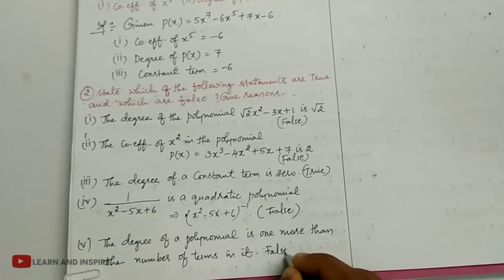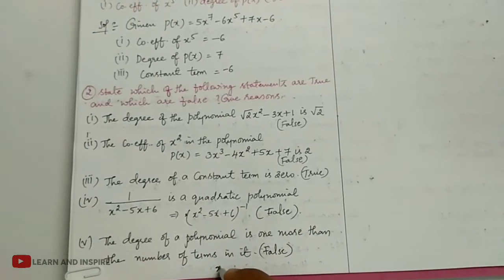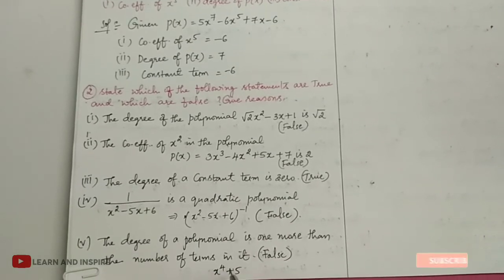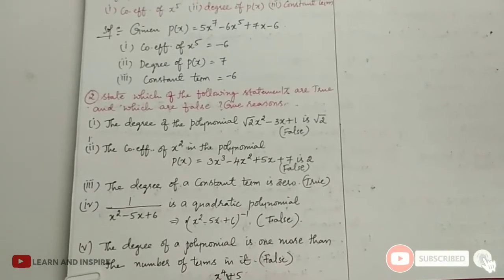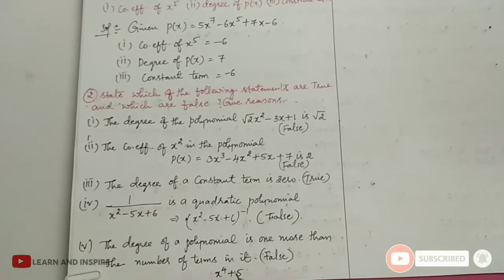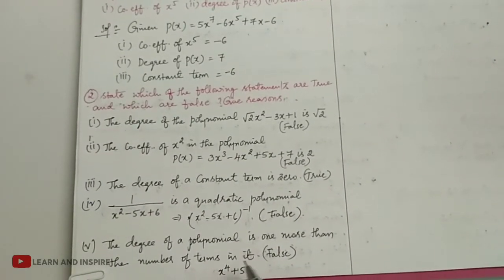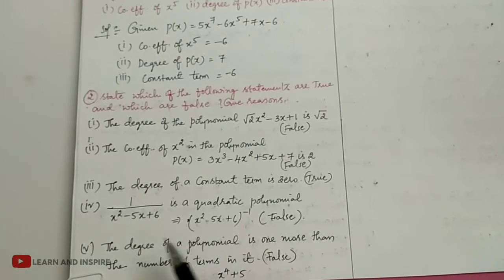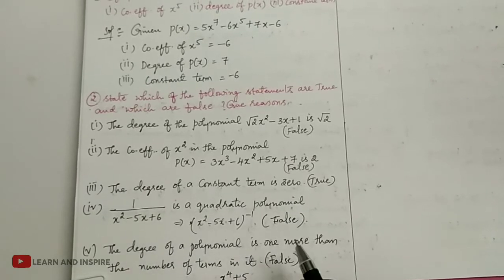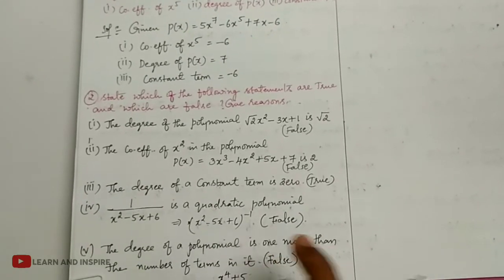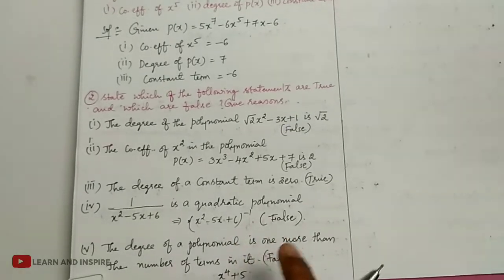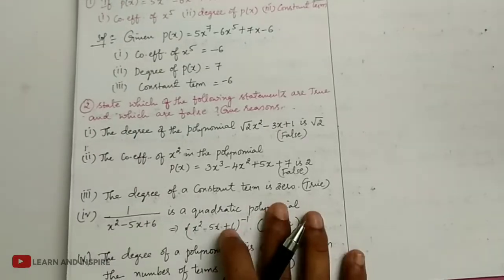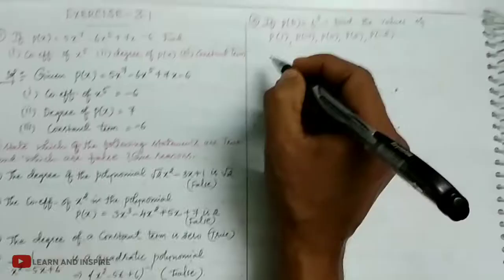Why? Because if I take x power 4 plus 5, what is the degree? The degree is 4. Is this a polynomial? Yes, we can say that it is a polynomial with degree 4 and it has 2 terms. So we should not relate the degree and the number of terms in it. So this statement is false. Okay, so this is question number 5. Next, move on to the next question.